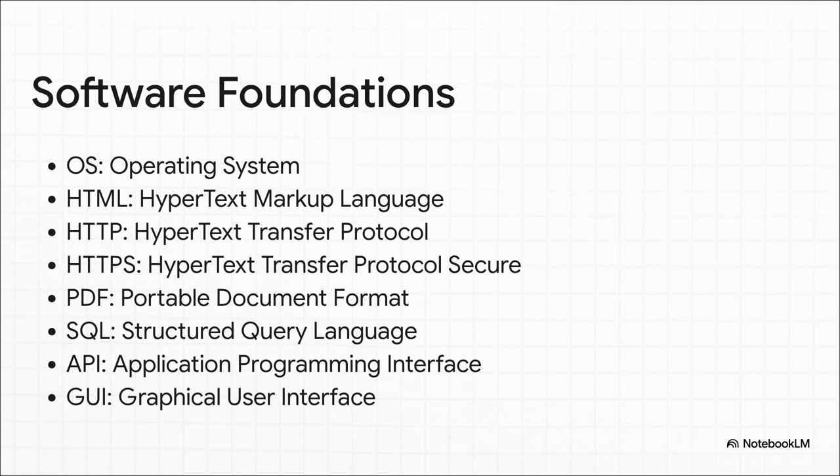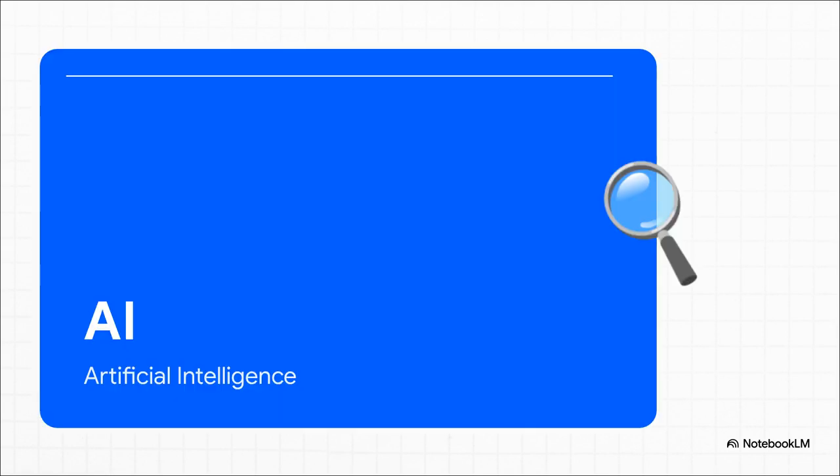When you use your mouse to click a button instead of typing out lines of code, you're interacting with the GUI, the graphical user interface. That GUI lets you seamlessly open a PDF document or browse a website built on HTML and secured by HTTPS. And right behind the scenes, APIs, application programming interfaces, allow completely different apps to talk to each other and pull data dynamically using SQL or structured query language. And as we look beyond our current software and into the future, we immediately encounter AI.